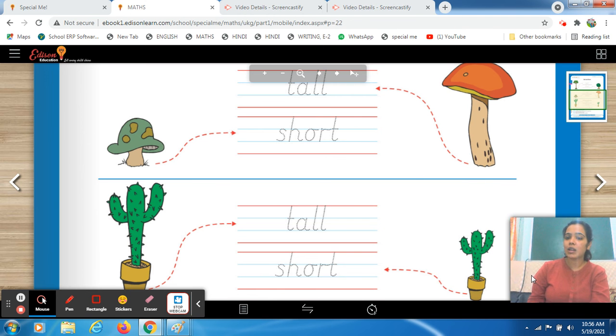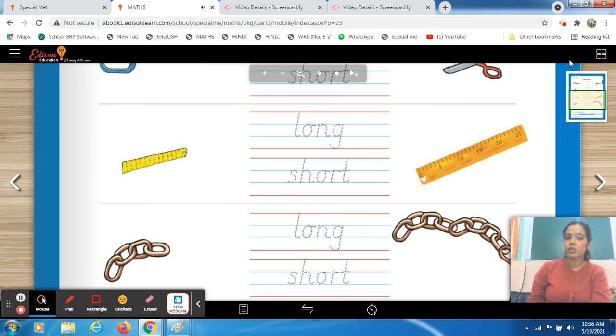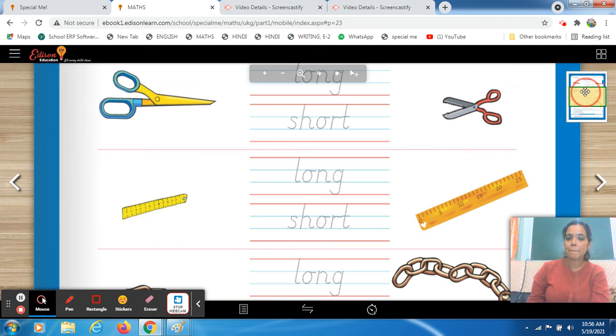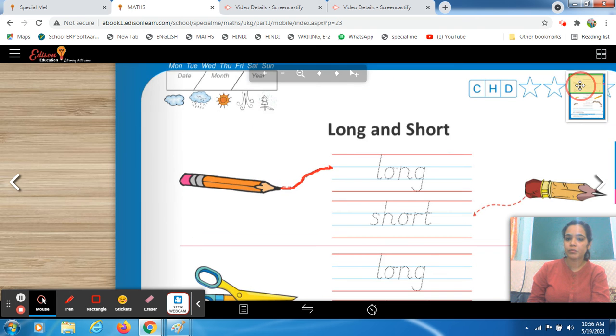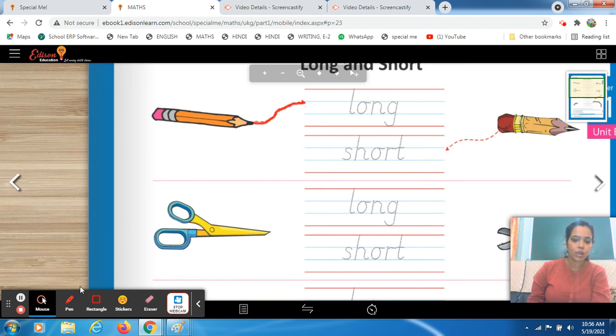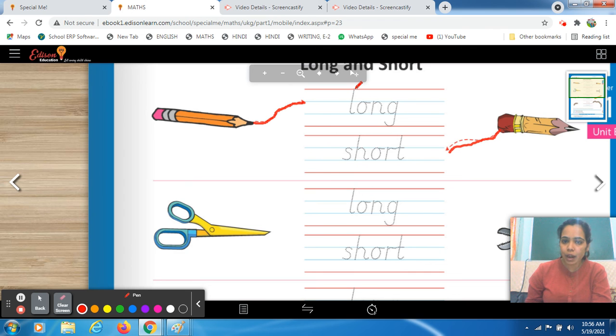Okay, so this is the difference between tall and long. Fine, so let's start. So first of all, you have to connect the picture with the right word and then trace it. So this is long and this one is short. Fine. So here you have to write long.